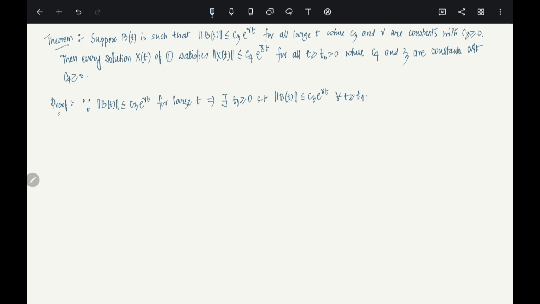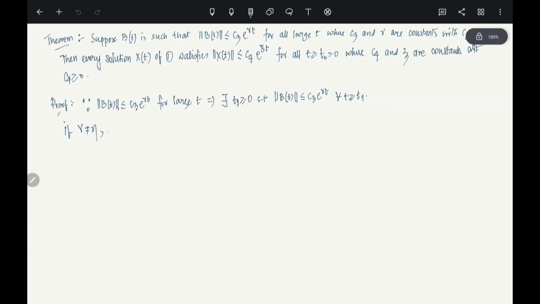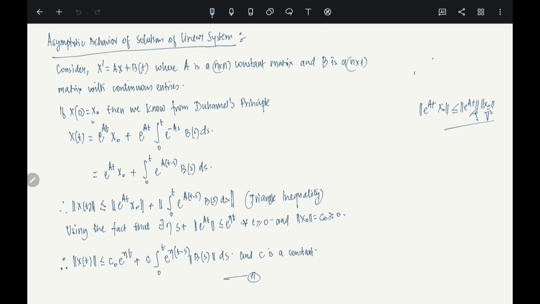Now let's say gamma is not equal to eta. What is eta? You remember this is the eta. So if gamma is not equal to eta, what happens? Then the norm of x of t, you remember we are starting from here, I am not doing this again, the norm of x of t is dominated by this, right?